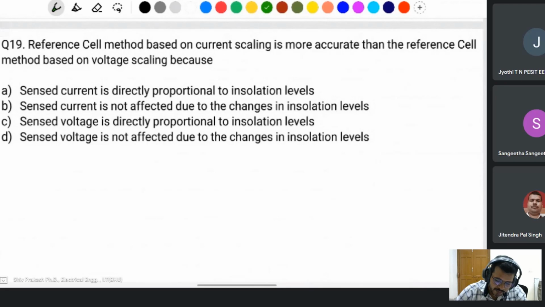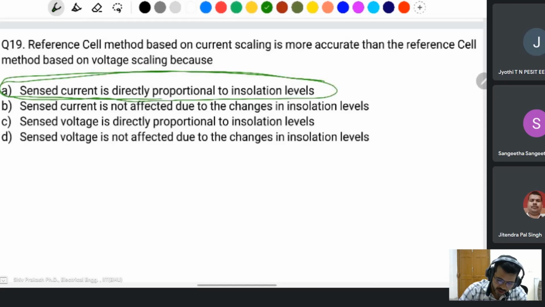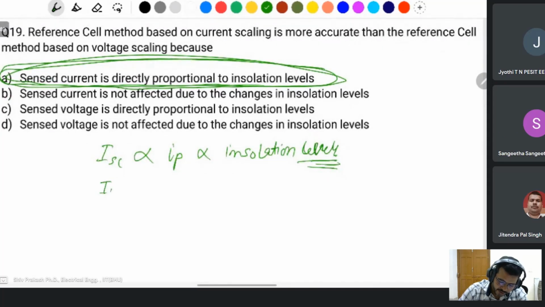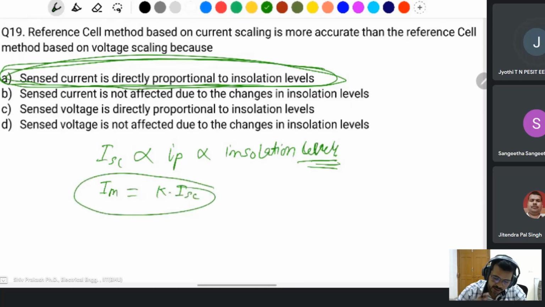The reference cell method based on current scaling is more accurate than the reference cell method based on voltage scaling because the short-circuit current is directly proportional to the insolation level. I think this was the first question, which I already solved, because the current ISC is directly proportional to the insolation levels, and IM in A is equal to K into ISC in the current scaling method.